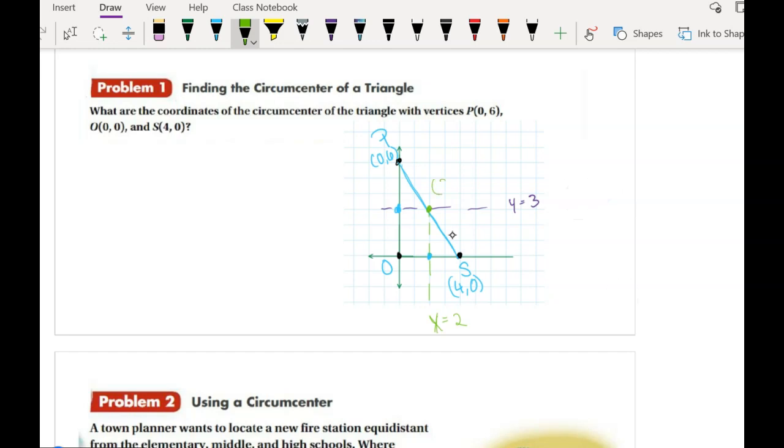They intersect at the point (2, 3), and that is the coordinate of the circumcenter of this triangle. So remember that the circumcenter of the triangle, if I were to draw a circle, the circle would hit all 3 vertices, and the center of the circle would be at the point (2, 3). So what does that tell you about the vertices? That they're all the same distance from the circumcenter.